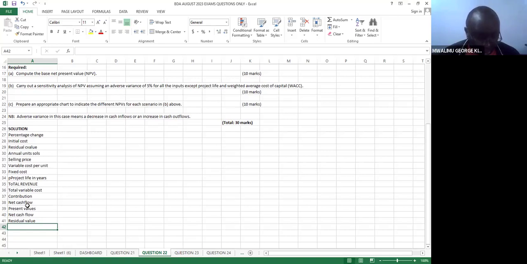Then from there we shall have the net present value.